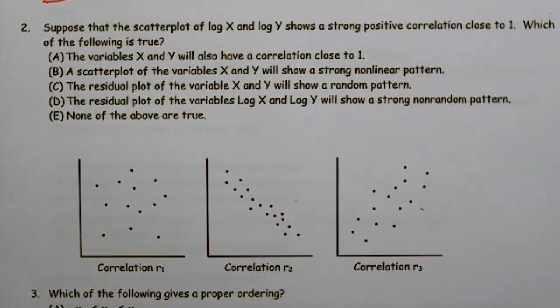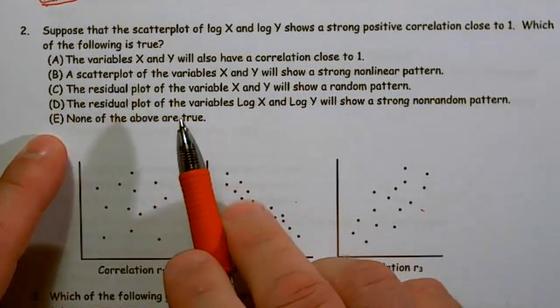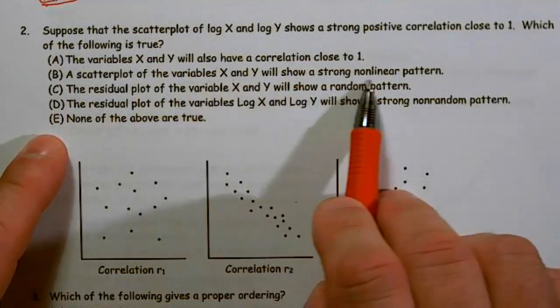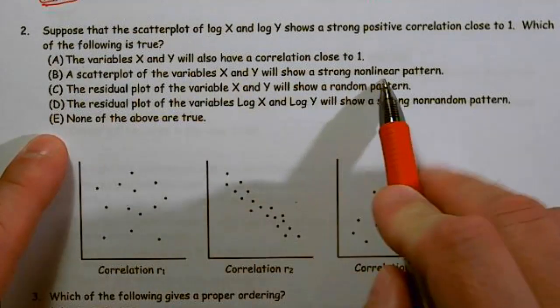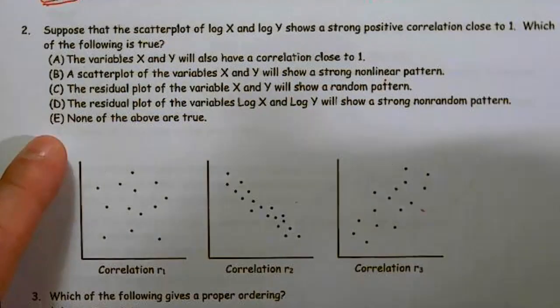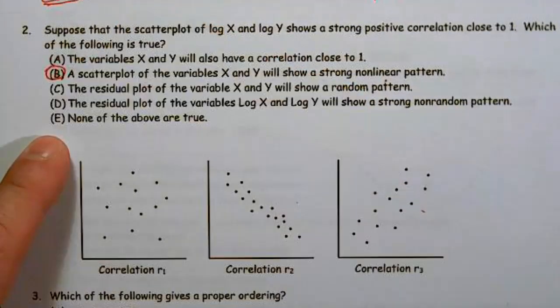First off, when we're working with logs, a log graph has a curve to it. So if the log of x and log of y show a strong positive linear correlation, it means that we're working with a nonlinear relationship to begin with. So consequently, the variables x and y are going to be non-linear, all right? So in this case, a scatter plot of the variables x and y will show a strong non-linear pattern because they're going to show more of a log pattern, all right? And I'm going to pause this.